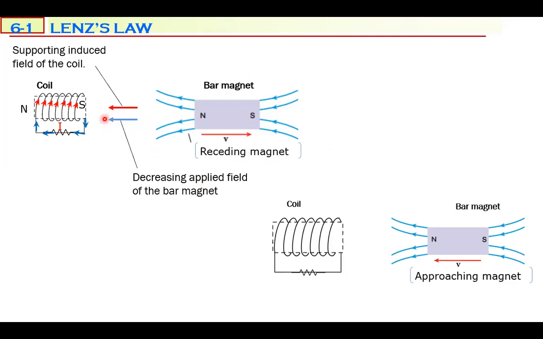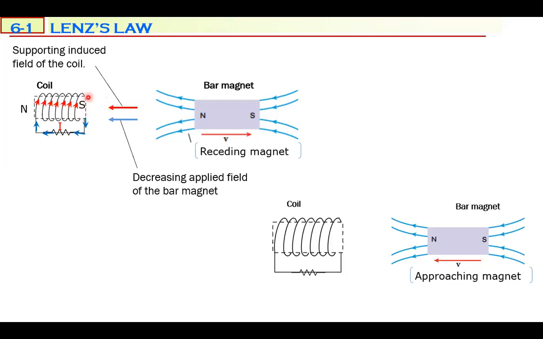If it is decreasing, the magnetic field of the coil must support that, so opposing the change. Here the change is decreasing. So this magnetic field of the coil is supporting this blue magnetic field, which is the bar magnet's magnetic field. They will be in the same direction in this region. If this magnetic field is to the left too, follow the magnetic field direction: to the left, to the left, to the left, to the left. So it's entering the coil.